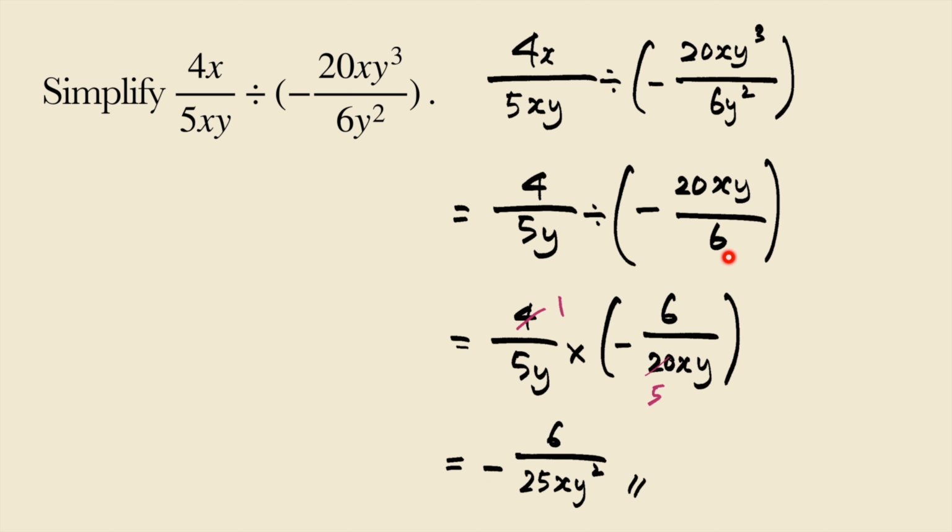Alright, now comes the flipping. So division now turns into multiplication, and then we flip, right? 6 now goes up, 20xy now comes down. Now, no change to the negative sign here.